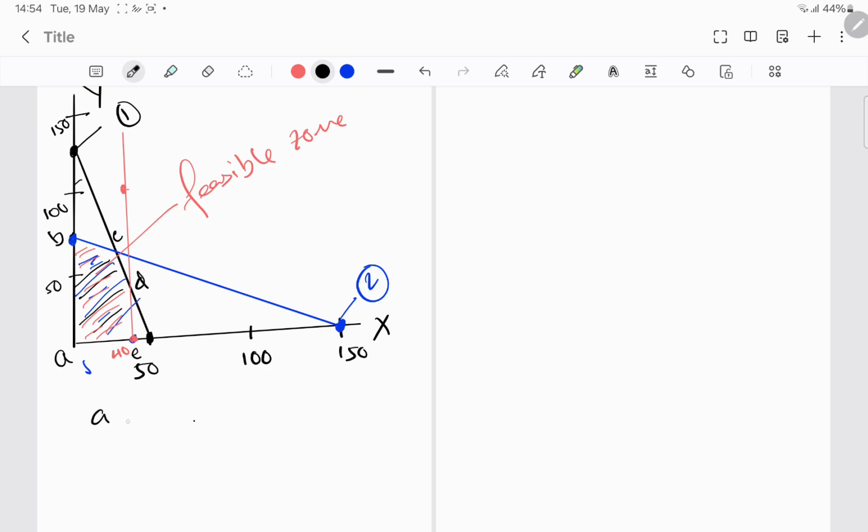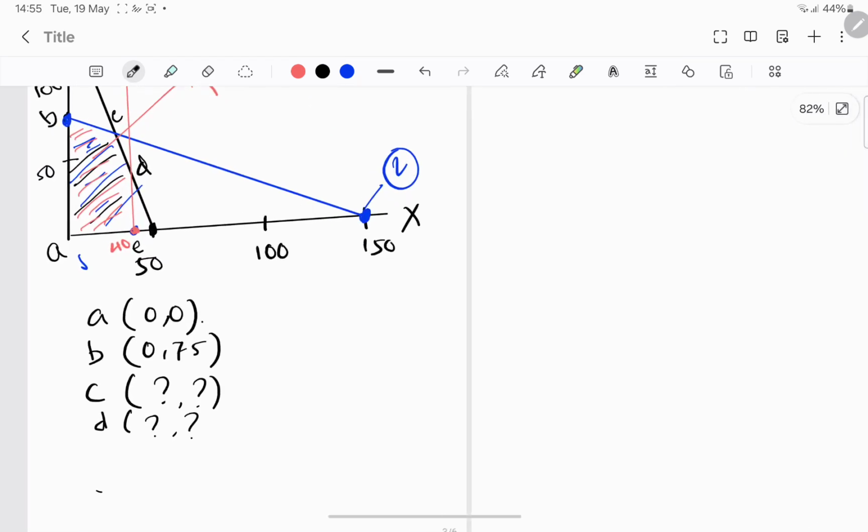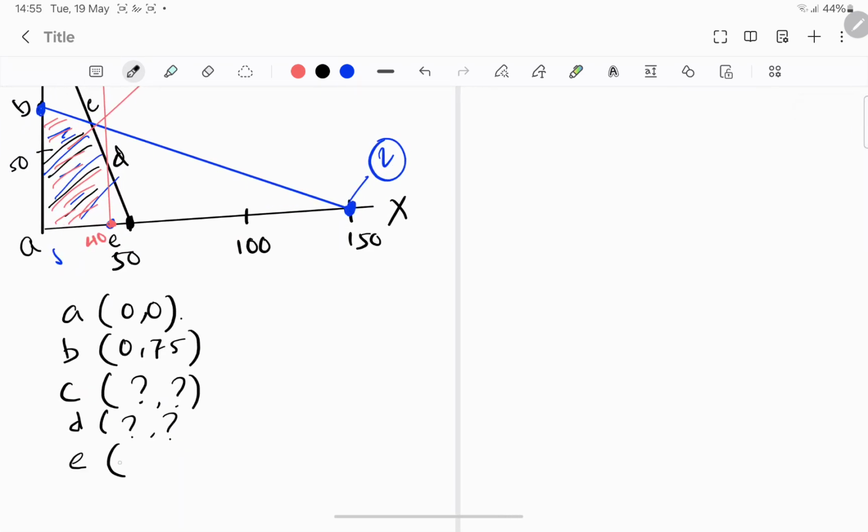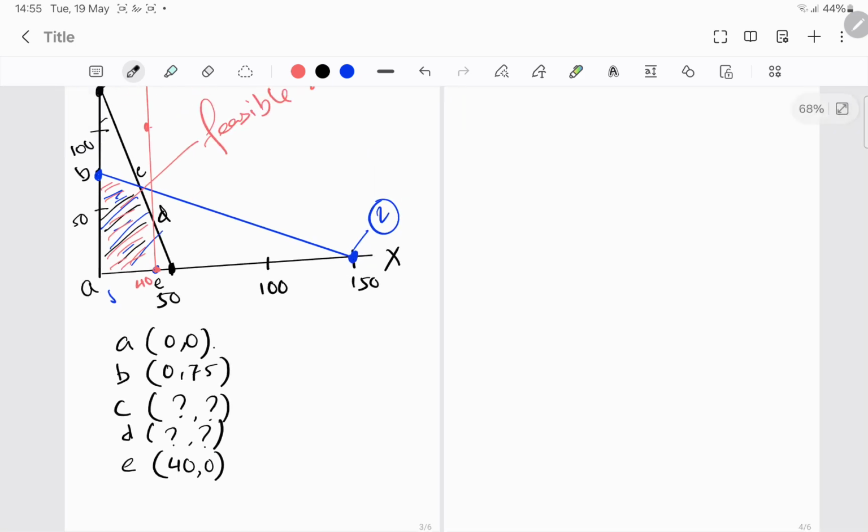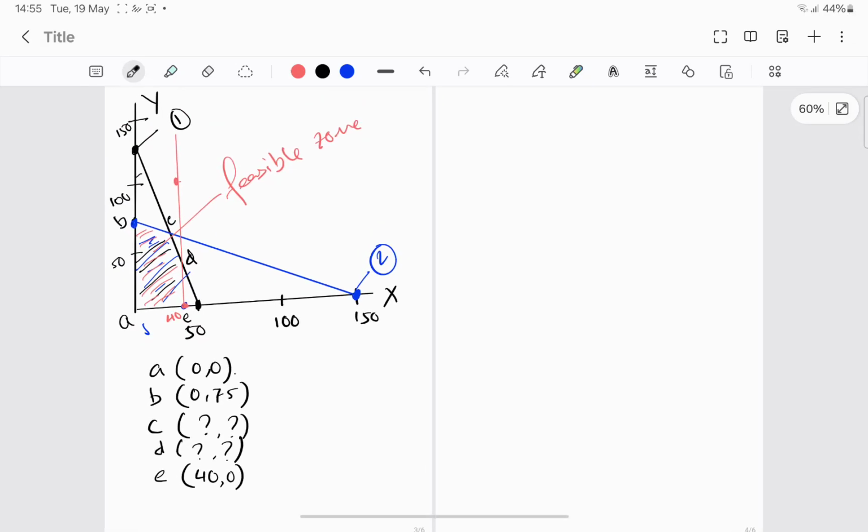So the first one is A. We know the coordination of A. A is 0, 0. B. Do we know the coordination of B? Yes, we know. That is 0, 75. C. No, we don't know yet. D. No, we don't know yet. E, yes, we know, that is 40, 0. Okay, now we need to solve for C and D.